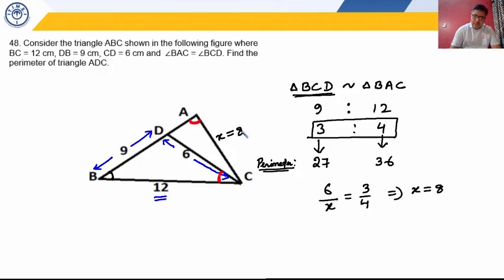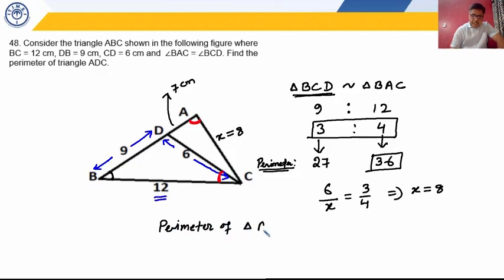So 12, 8, 20. And 20 and 16 is 36. Since the perimeter of triangle BAC is 36, so 12 plus 9 is 21, 21 plus 8 is 29, so the length of this portion is 7 centimeter, can I say? Then the perimeter would be 36 centimeter, and we want to calculate the perimeter of triangle ADC. Can I say the perimeter of triangle ADC would be simply 7 plus 6 plus 8 is equal to 21 centimeter. I hope this is fine. Alright.